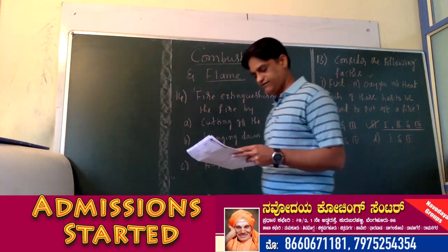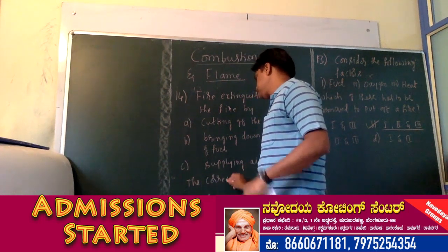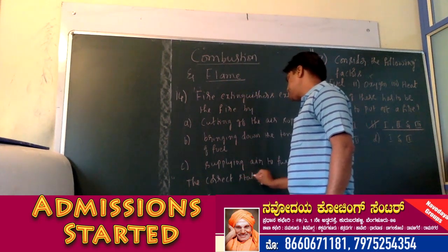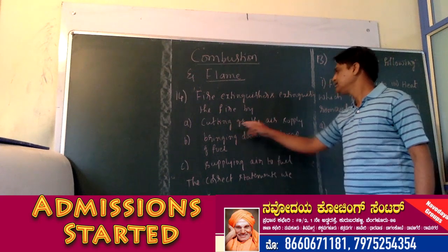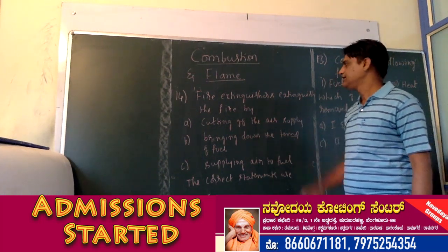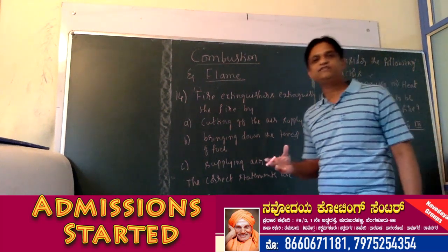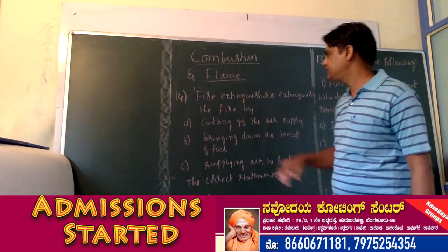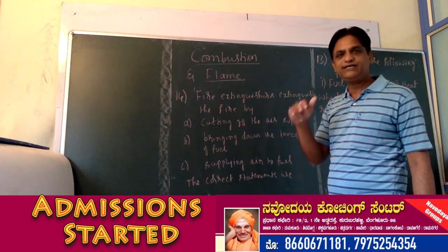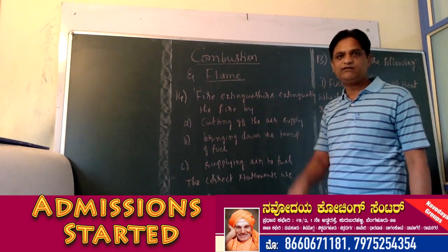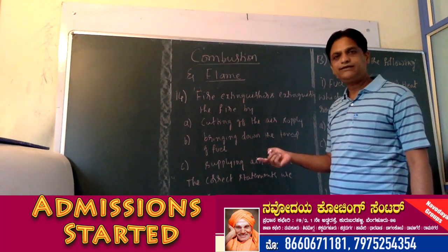So three options are given. The correct statements are, yes, look at the statements. Cutting off air supply, definitely by that fire will be extinguished. Whenever we use a fire extinguisher like water or carbon dioxide, what happens? It actually helps in preventing the contact between fuel and oxygen, and as a result fire will be extinguished. So cutting off the air supply can result in fire extinguishing.